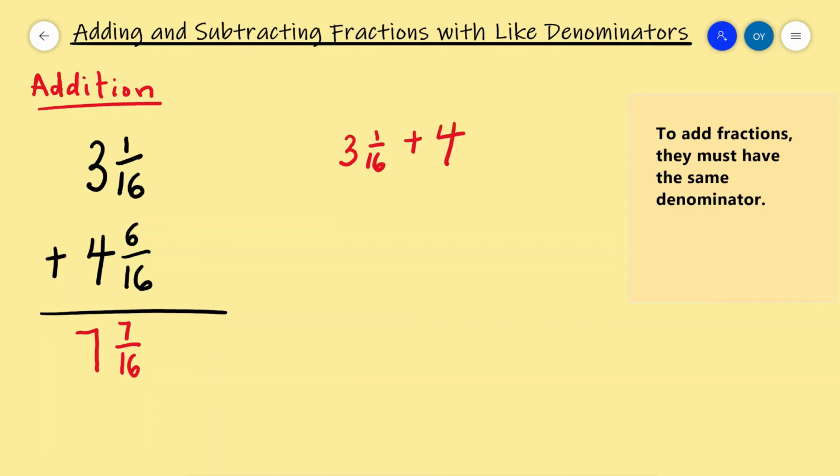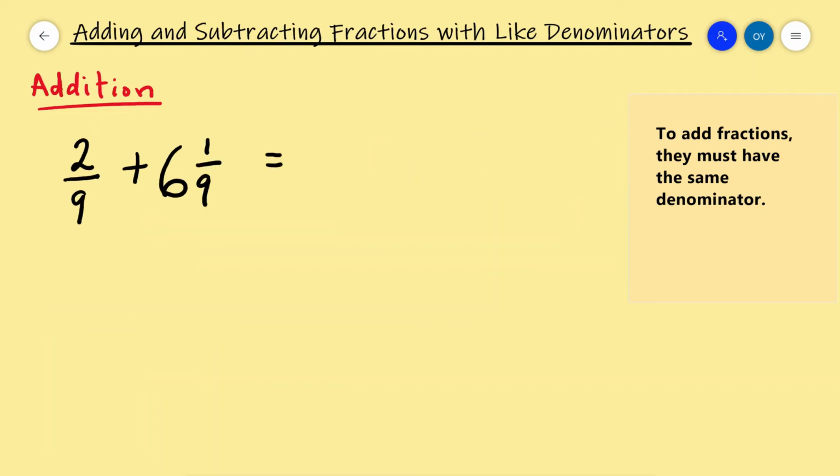So the same thing here, 3 whole number 1/16 plus 4 whole number 6/16. 3 plus 4 is 7. You add the whole numbers. Then 1 plus 6 is 7/16. And 7/16 is in the lowest term.